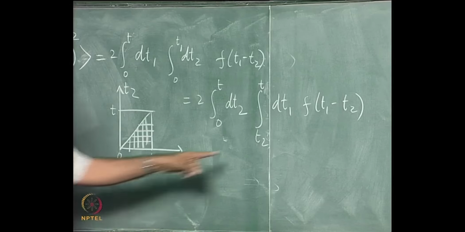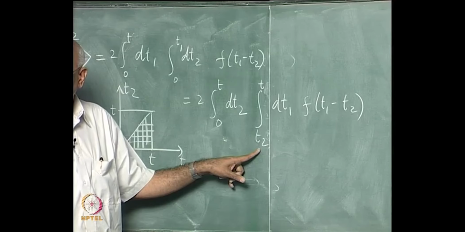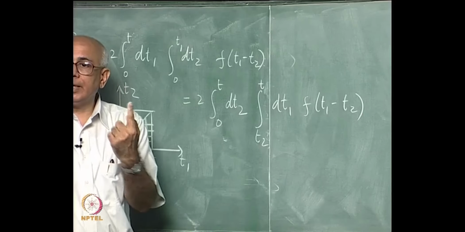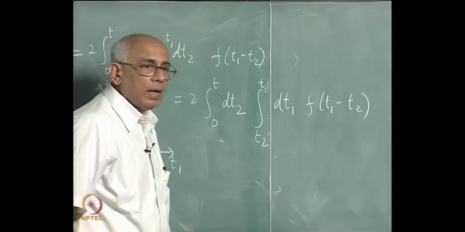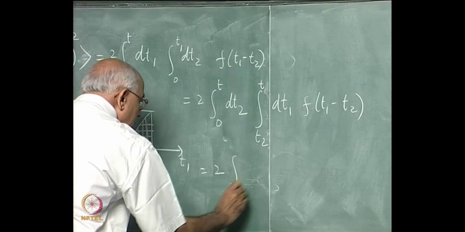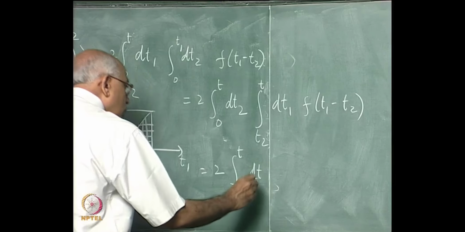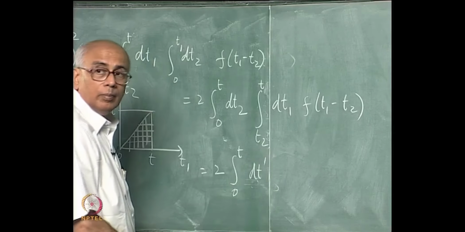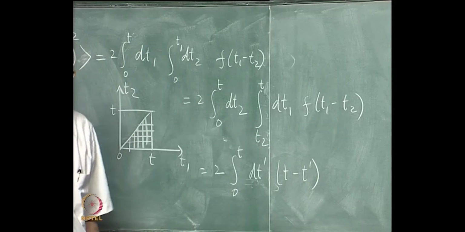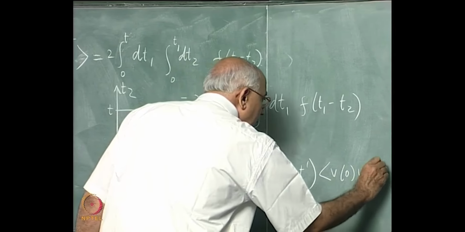And what happens to the lower limit of integration? This becomes a 0, and then one of the integrations is trivial to do, and you end up with a result which is twice an integral 0 to t dt2, or let me call it dt prime, t minus t prime in this fashion, and then inside is v of 0 v of t prime.